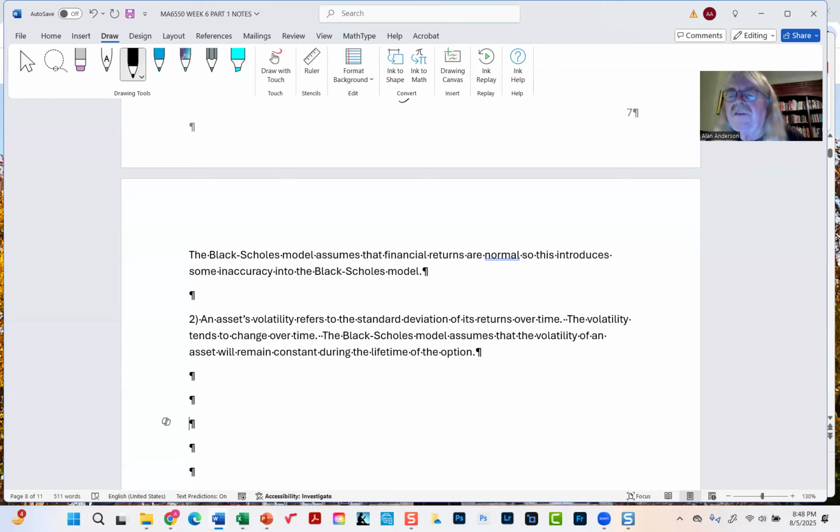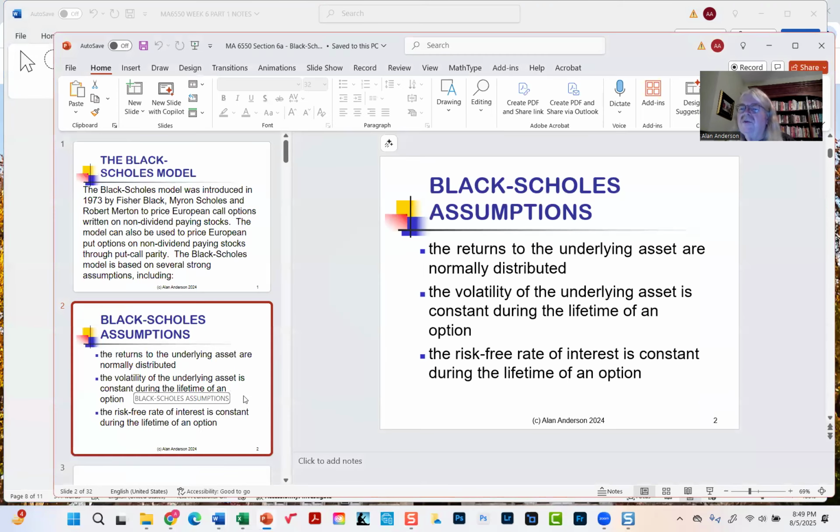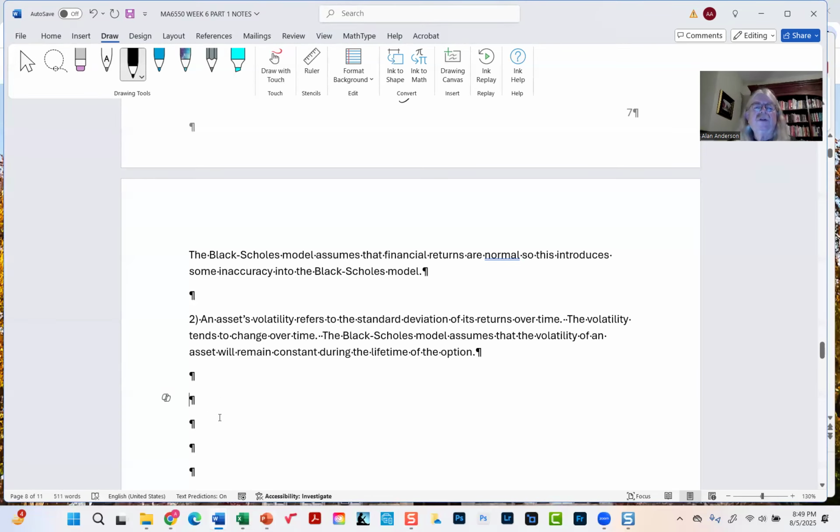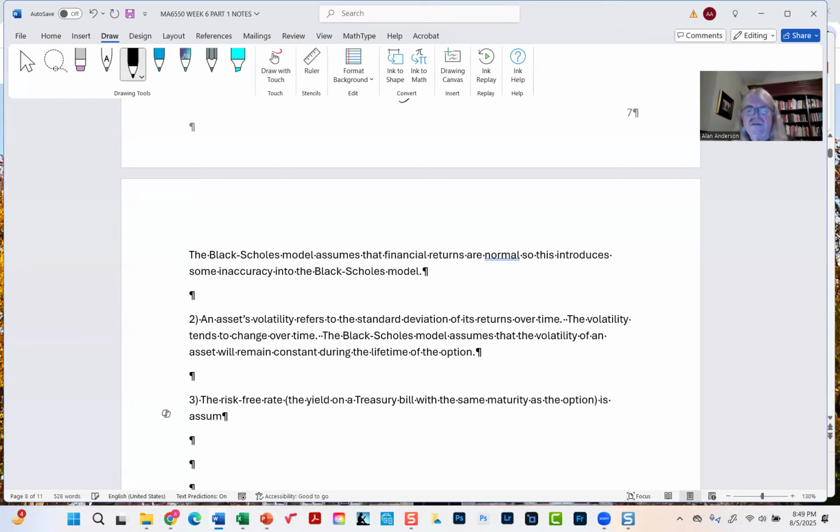And then I'll discuss how that affects the results. That's probably the one that's the most troublesome. Then we have number three, the risk-free rate, which is nothing but the yield with the same maturity as the option, is assumed to be a constant during the life of the option.